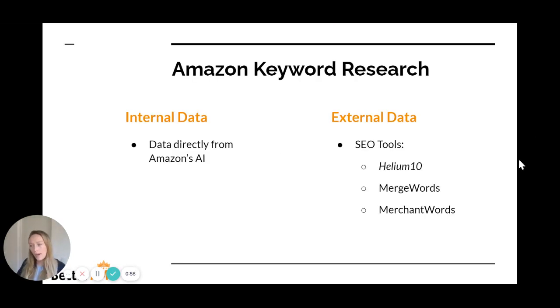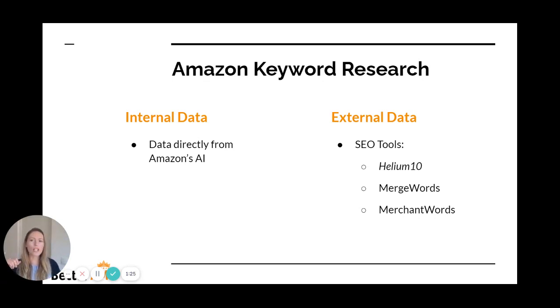So what do I mean by internal data? Essentially, internal data means that data is directly coming from Amazon's AI. Nobody knows Amazon like Amazon knows Amazon, okay? And they've created this very sophisticated machine learning that creates all of the ad ranking, organic ranking, and which ultimately drives sales. So you really want to leverage the internal data, what Amazon is showing you.